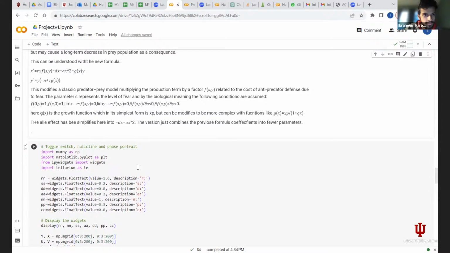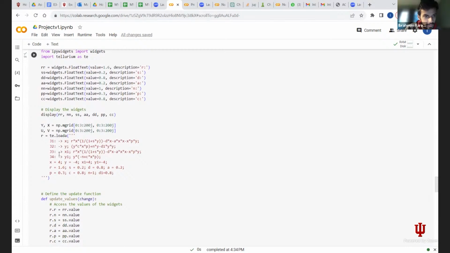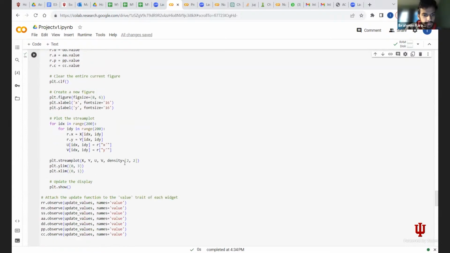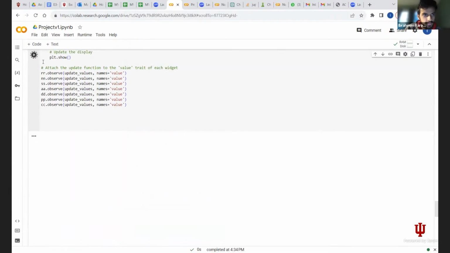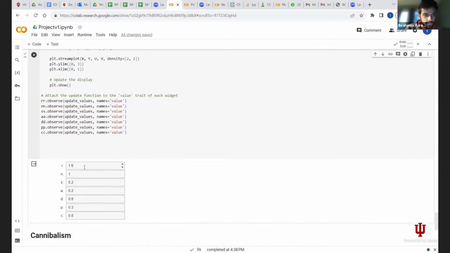We are going to be using a specific f of s,y, which is 1 over 1 plus s times y. This is just the simplest fear function we can use. We are basically going to be plotting that. Let me go to Excel. Okay, so these are the simplest values we can use to get a visualization. We're going to start with these.